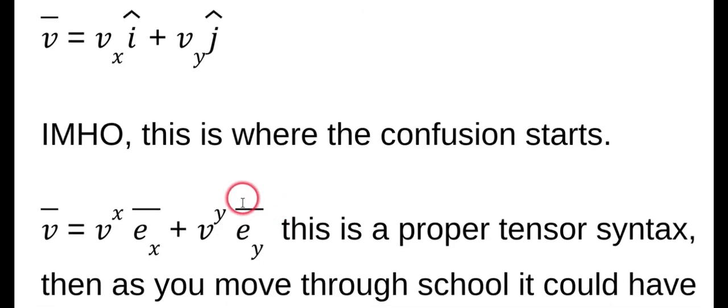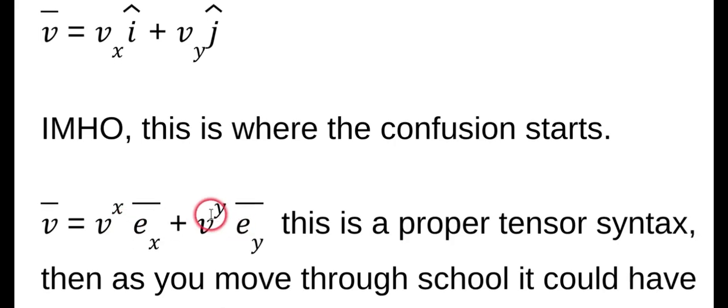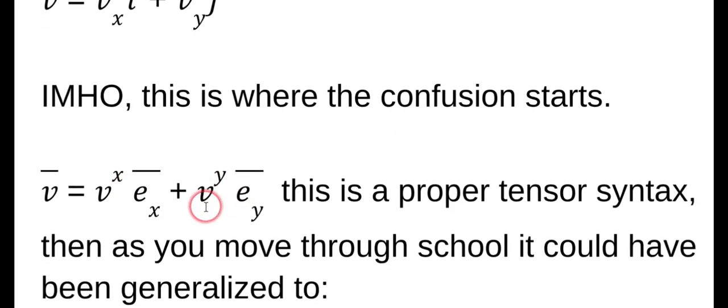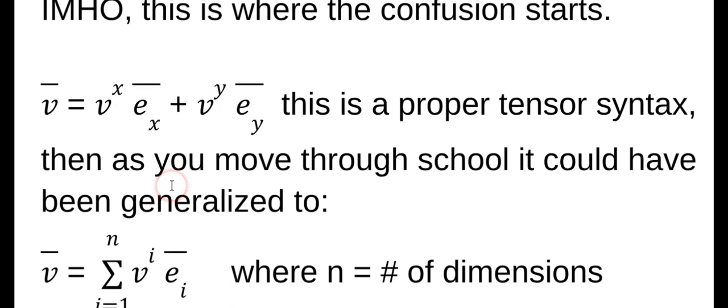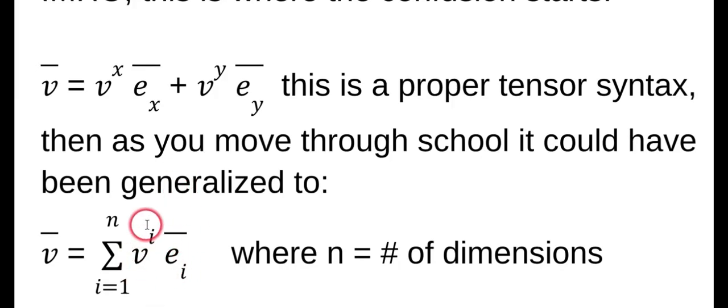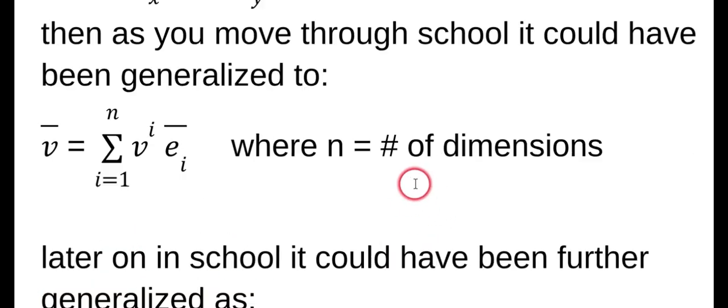Then as you move through school, you've seen this already, and the instructor doesn't have to explain what these are because you're probably not ready for that. But if you see it written like this instead of written like this, it makes just as much sense, right? What's the difference? So I think that's where we start out wrong. But what do I know? Okay, so later on, you could have seen that generalized like this, where we just said v^i, e_i, and we sum that over how many dimensions we have. So this could be 2 terms or 3 terms or whatever, how many you want.